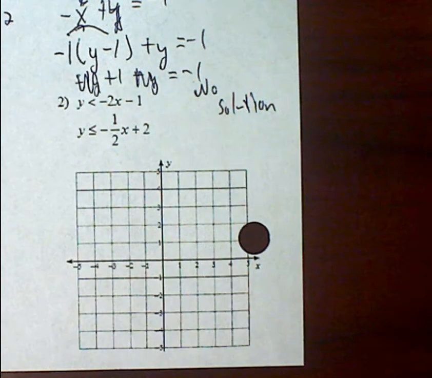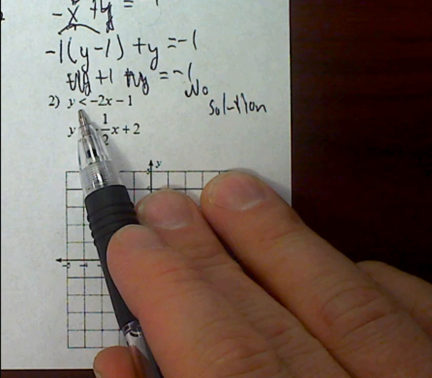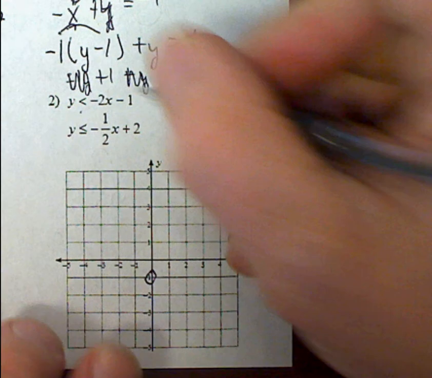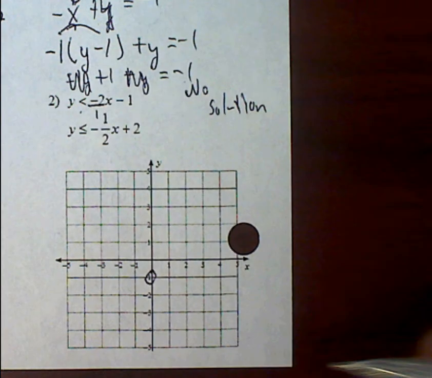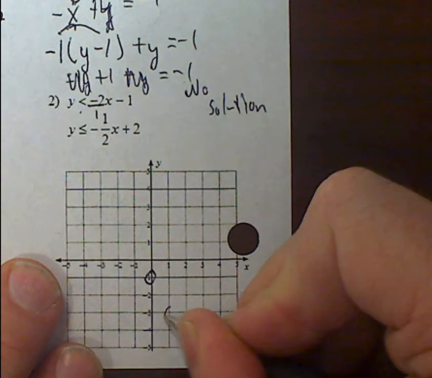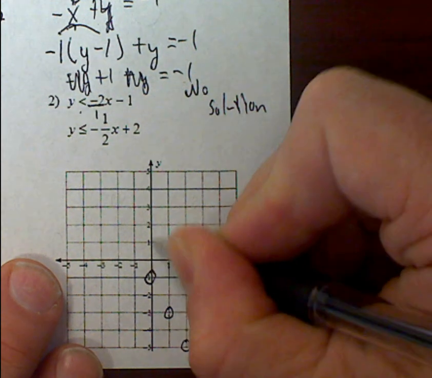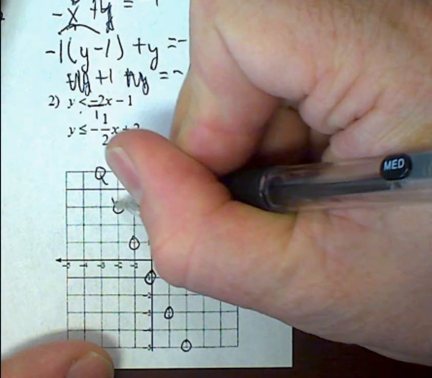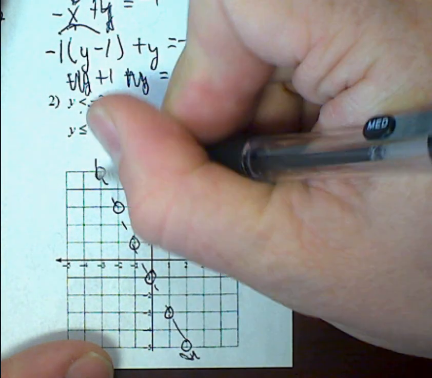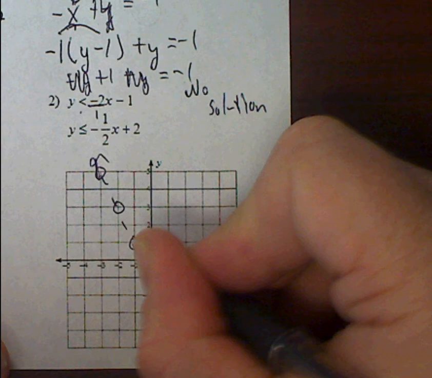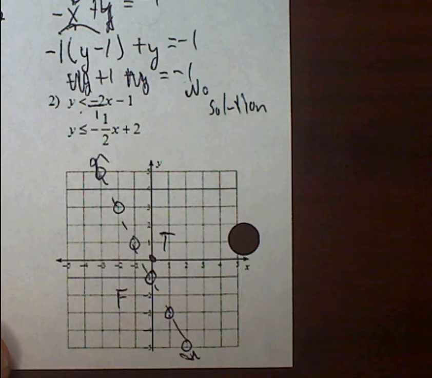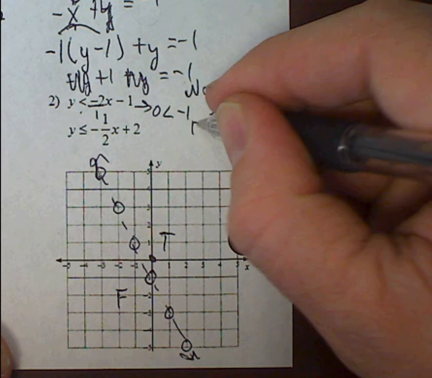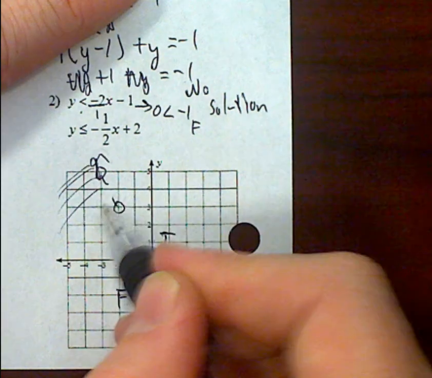Next problem. No line underneath, so this is open circles. I start at -1, open circle. I'm going to go down 2, right 1, down 2, right 1, down 2, right 1, up 2, left 1, up 2, left 1, up 2, left 1. Dotted line. Here's my dot, true, false. So, 0 less than -1. That is false. I would shade this side.